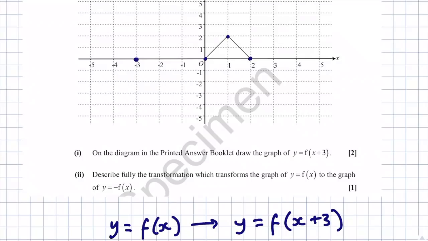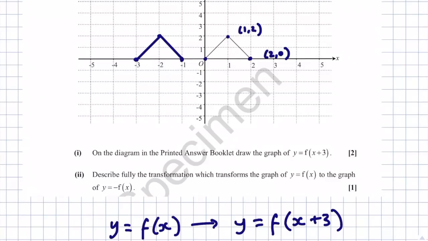Next coordinate is the coordinate 1, 2. Remember, I'm only looking at the x value, so I need to translate 1 three units to the left, and that is going to be minus 2. So it's going to have the coordinate minus 2, 2. My last coordinate is the point 2, 0. I need to translate my x coordinate 3 units to the left, so I'm going to end up with the point minus 1, 0. And now I can just connect these points. And as you can see, that is my translated function.